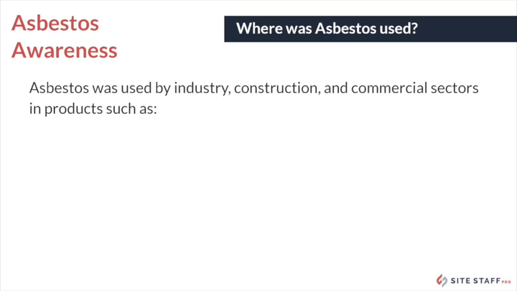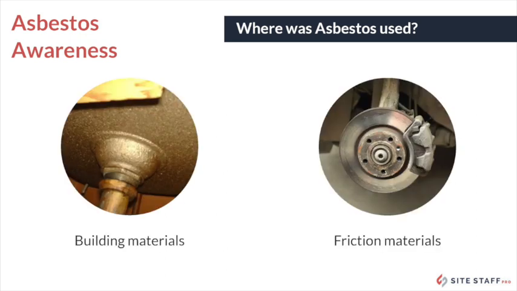Asbestos was used by industry, construction, and commercial sectors in products such as building materials and friction materials. Sink insulation contained asbestos, which was applied as a spray textured undercoating used to deaden sound and to assist prevention of condensation. Because of its wear properties, asbestos was historically used as a friction material in brake linings, disc brake pads, and clutch facings in vehicles.